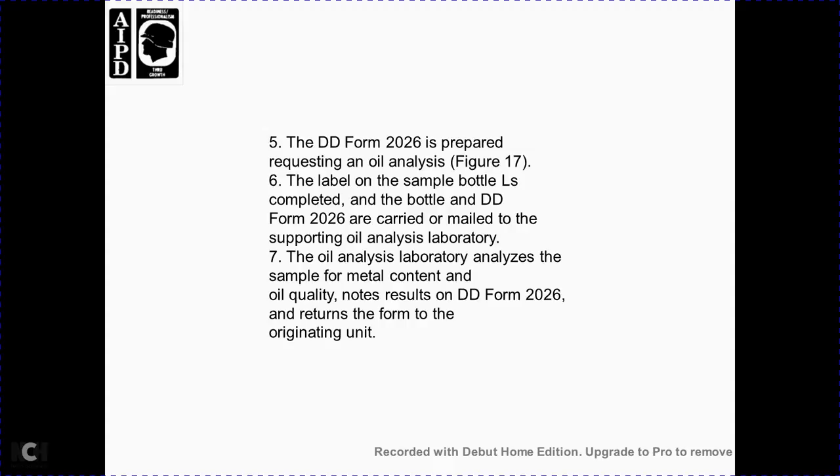The DD Form 2026 is prepared requesting oil analysis. Figure 17: label the sample bottle, complete the bottle with the Department of Defense Form 2026, and mail it to the supporting oil analysis laboratory. The oil analysis laboratory analyzes the sample for metal content and oil quality, notes the result on the DD Form 2026, and returns it to the originating unit.